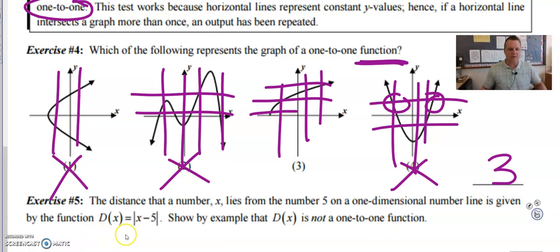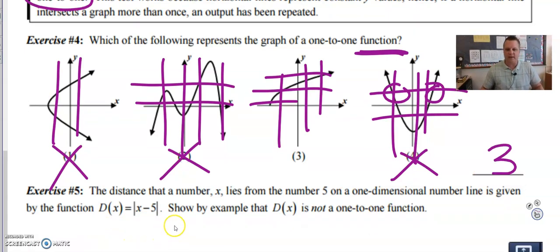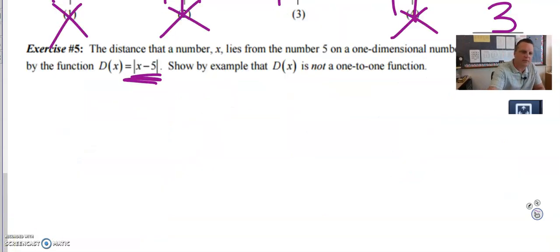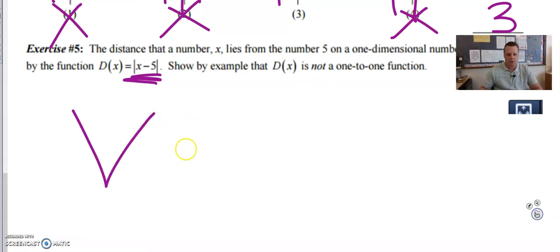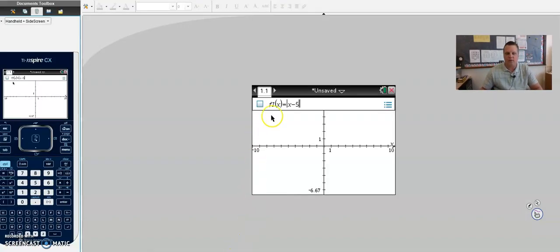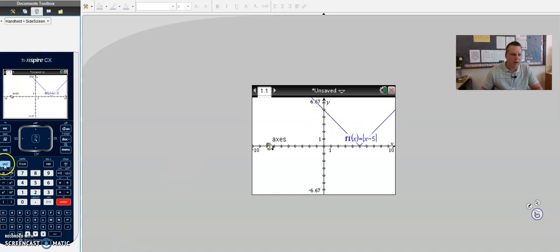Okay, so the last one, exercise 5. The distance that a number x lies from the number 5 on a one-dimensional number line is given by the function d of x equals absolute value of x minus 5. Show by example that d of x is not 1-to-1. So we should know that the absolute value is a v. Now what I did is I put in the calculator. So I put it in the x minus 5 absolute value, I entered it. Okay, there is your v. Now, if I drew a line here, you can see that the horizontal line test will fail. So it's not 1-to-1.